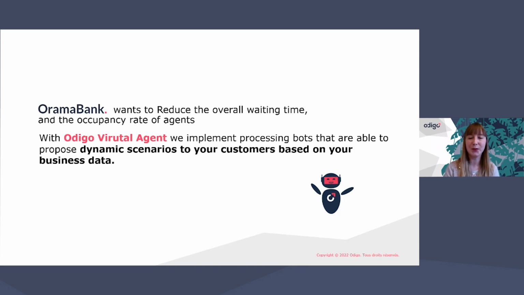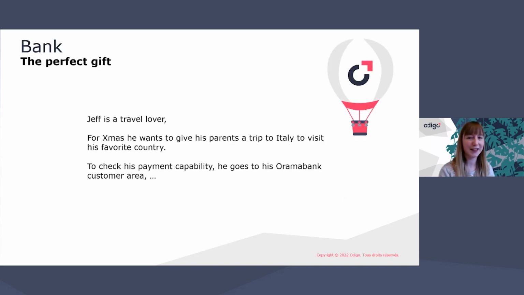So we propose a story, in which Jeff is a travel lover. He loves Christmas, and for Christmas he wants to give the perfect gift to his parents: a trip to Italy. It's a country he loves, and he thinks he has a payment limit on his card, so he wants to check his limit to be able to give this gift.